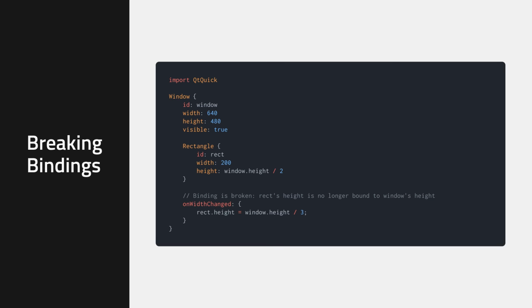However, the binding is broken in the onWidthChanged handler due to a JavaScript assignment. Notice we're using the equals sign here. This is an imperative assignment that breaks the binding.